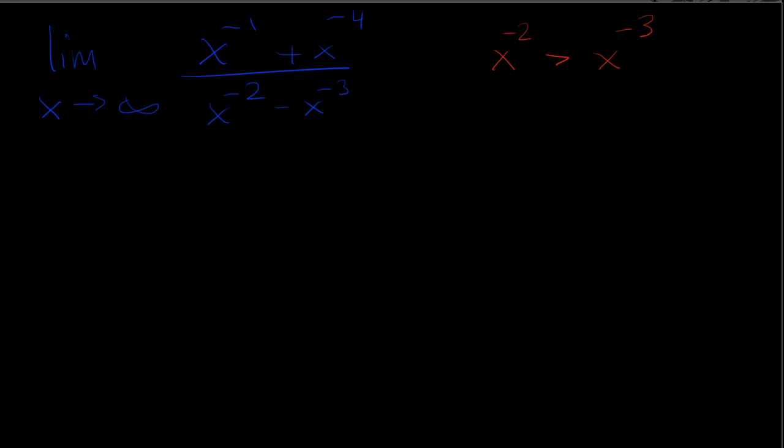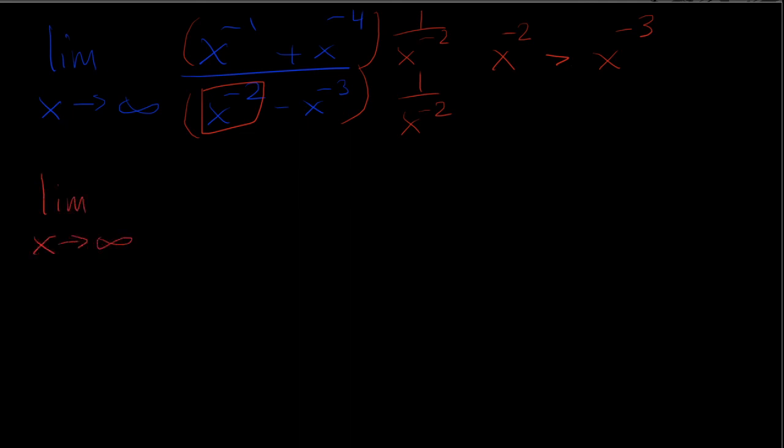So that's the highest term, right here. So we'll multiply top and bottom by 1 over x to the negative second power, which is really the same thing as multiplying by x squared. So I have the limit as x approaches infinity. We'll do x to the negative first times x squared. That's the same thing as saying 1 over x times x squared, which is just x, plus x to the negative 4, which is 1 over x to the fourth times x squared, giving me 1 over x squared.